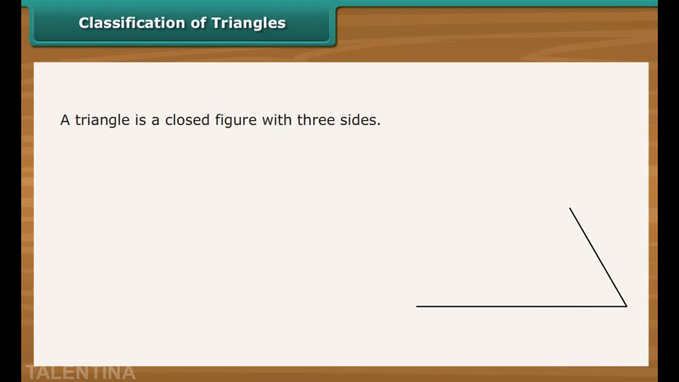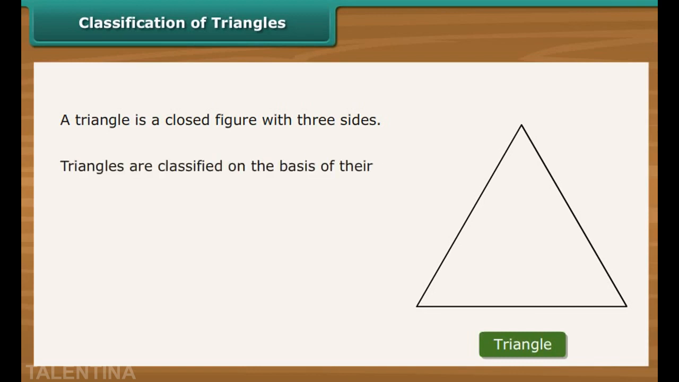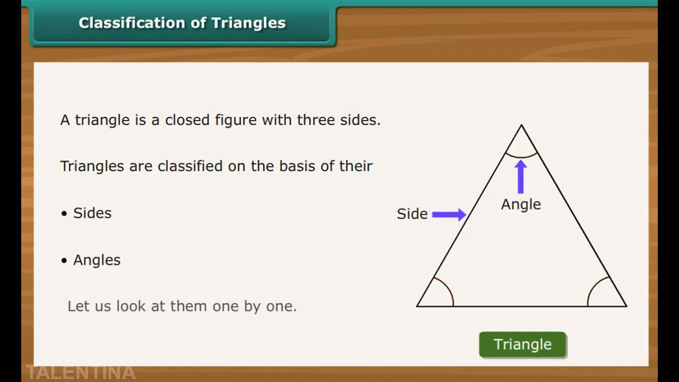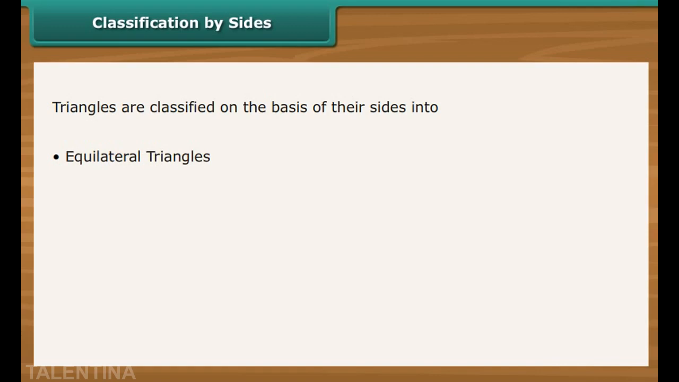Classification of triangles. A triangle is a closed figure with three sides. We can classify all triangles on the basis of their sides and angles. Let us look at them one by one. Classification by sides. Triangles are classified on the basis of their sides into equilateral triangles, isosceles triangles, and scalene triangles.